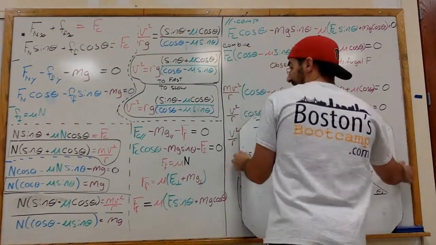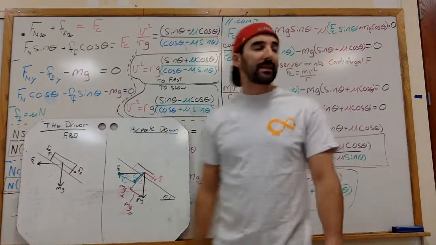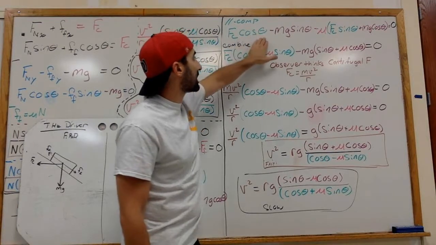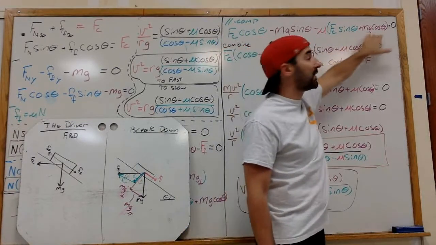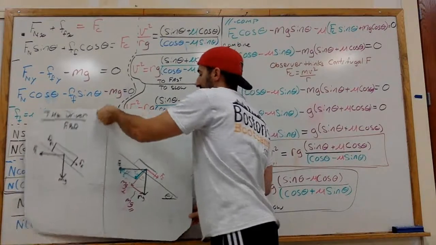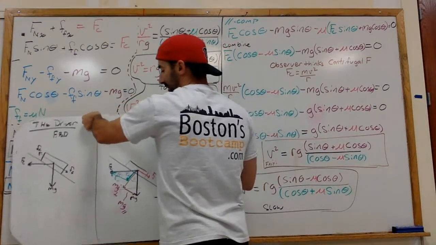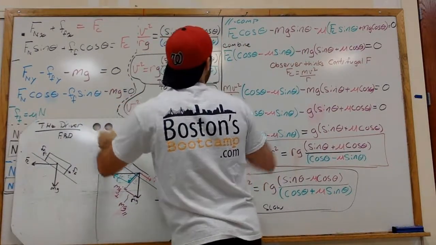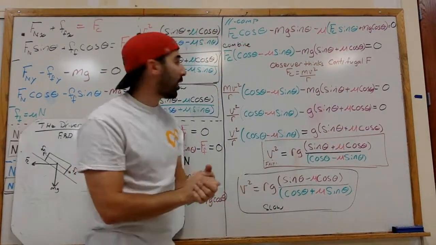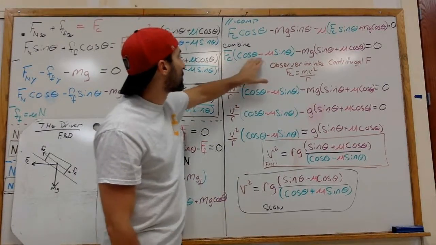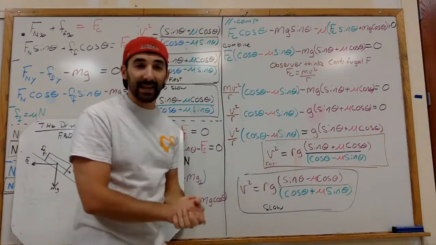Now the real fun starts. My parallel components here, let me get on this side. My parallel components, FC cosine theta minus mg sine theta, minus mu times FC sine theta plus mg cosine theta. I'm pulling that directly from what we have here. And now I can combine some terms. I want everything with a mu on one side, everything with an mg on the other side. The color coding hopefully helps. I pull out my FC, cosine theta minus mu sine theta, minus mg, sine theta plus mu cosine theta. All that has to equal 0.